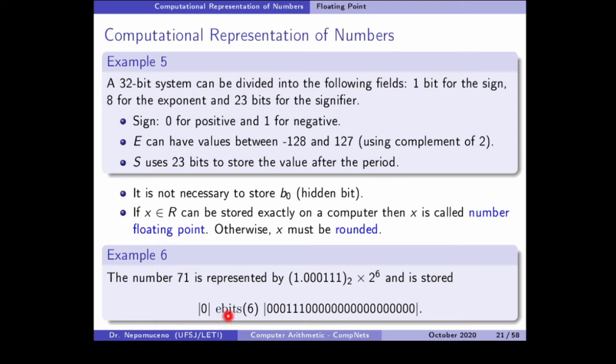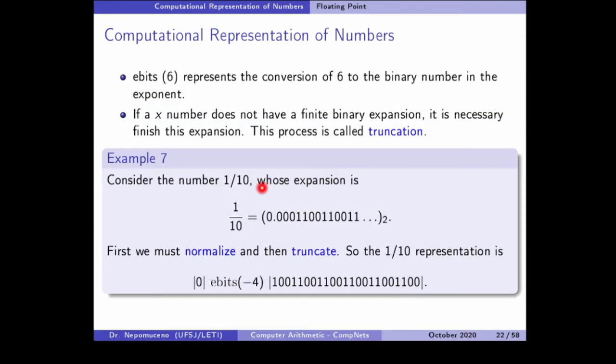So in this way, you are going to represent 0, and 6 bits for the exponent, as you will see in the next slides. For the 71, you can use here the 3 zeros and the 3 ones, and you complete all the remaining space with zeros here. The E bits represent the conversion of 6 to the binary number in the exponent.